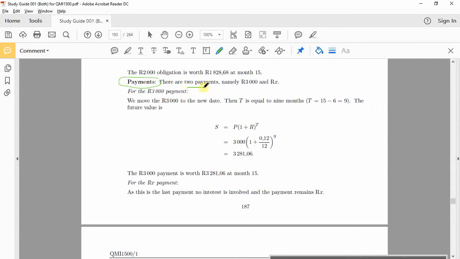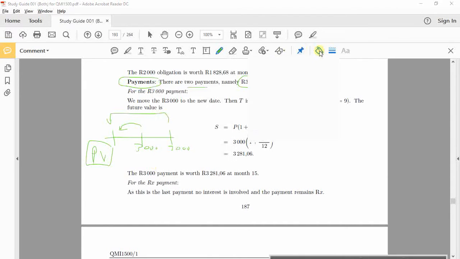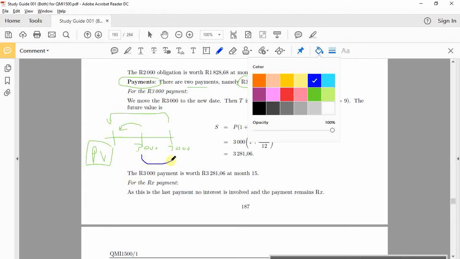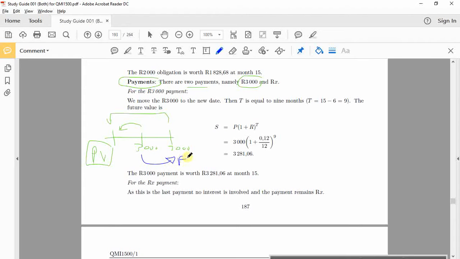Okay, so if there's two payments of 3,000, do you agree there's going to be two payments of 3,000? So I could take this back and I could take that back. Right, and if I add the two amounts together, I'm going to get the total PV. Okay, if I want to take these forward, I could. Then I could work out the future value there. So the future value there would be this plus the future value of 3,000.